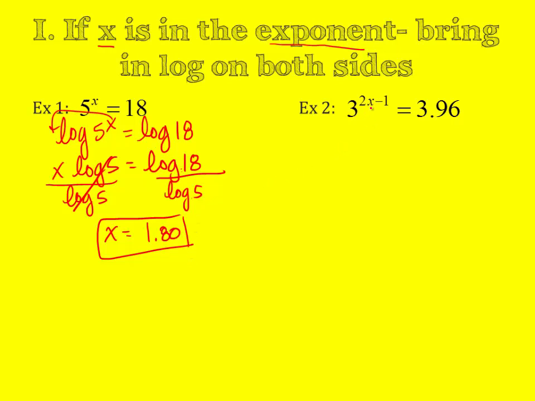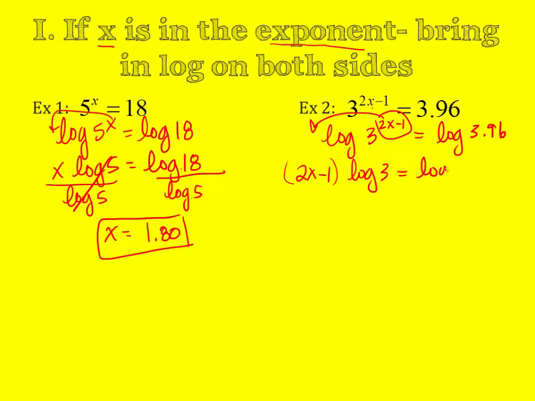Look at number 2. X is in the exponent, so I need to take the logarithm of both sides. So the logarithm of 3 raised to the 2x minus 1 power equals the logarithm of 3.96. The power rule is going to move this out. The logarithm of 3, okay, so I'm going to divide by the logarithm of 3 first. And what's left over on the left is the 2x minus 1.